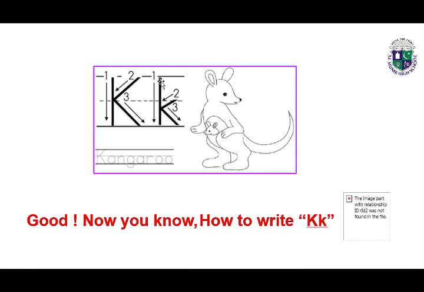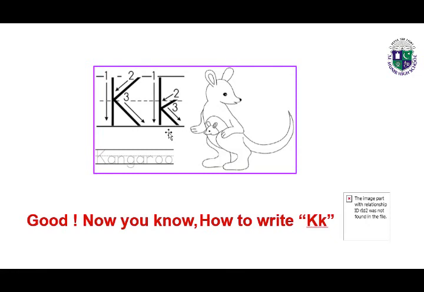Now we have to write lowercase k. Draw a straight standing line in upper 3 lines and draw a little slanting line which starts from the middle line till the half of the middle line from right to left, and draw another slanting line from where the first slanting line is ending, from the left side to right side, to write lowercase k. So this is the right way to write uppercase K and lowercase k.